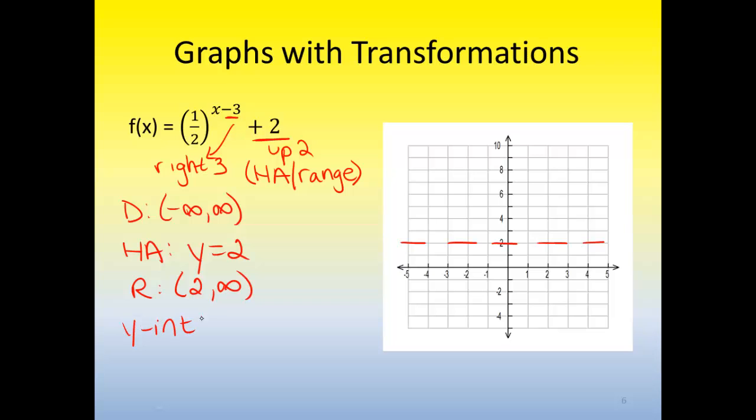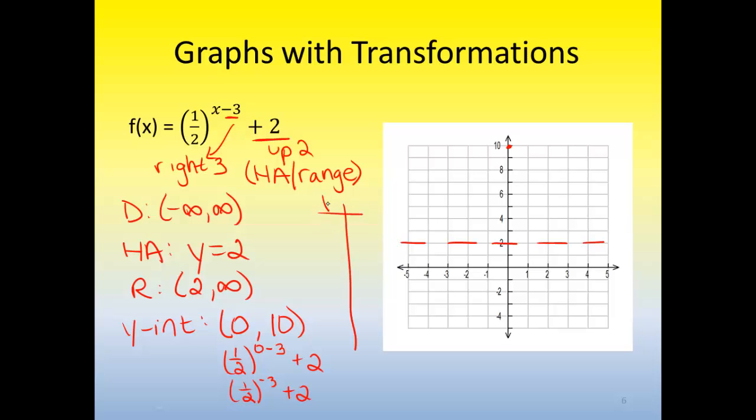Now what about that y-intercept? Well, if x equals 0, I have 1/2 to the 0 minus 3. 1/2 to the -3 is 8, plus 2 is 10. So I have a y-intercept up here at 10.